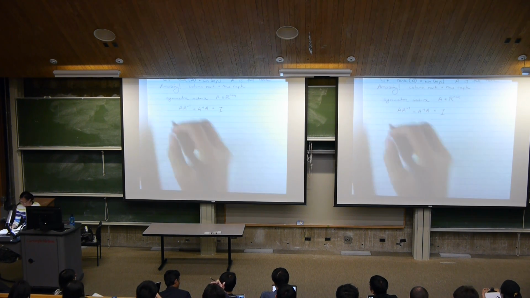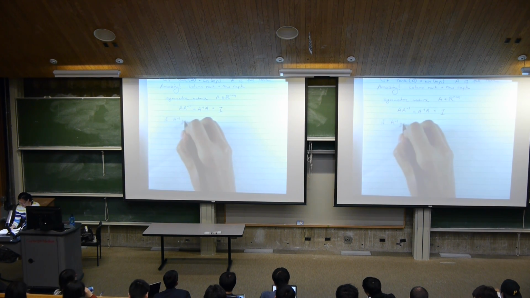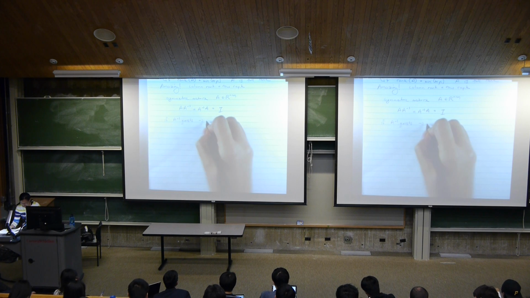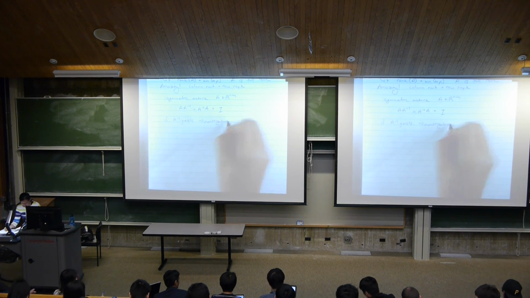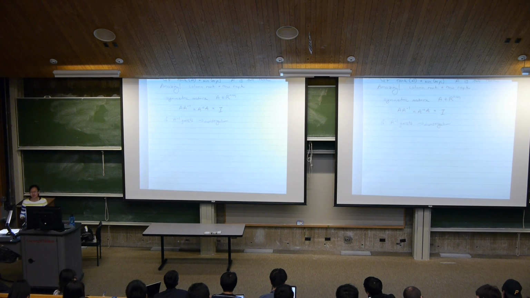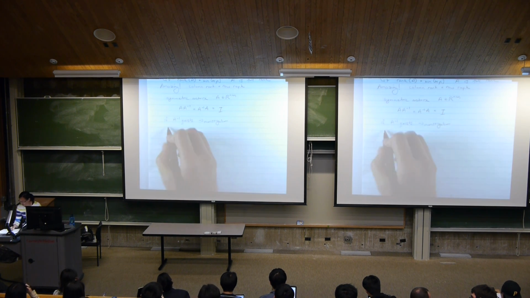So if the inverse exists, then we say that the matrix is non-singular. And otherwise, it's singular. So that's another term that people might refer to, and you've sort of heard about it, but you never knew what exactly it meant. Okay, so we're going to go over some properties.